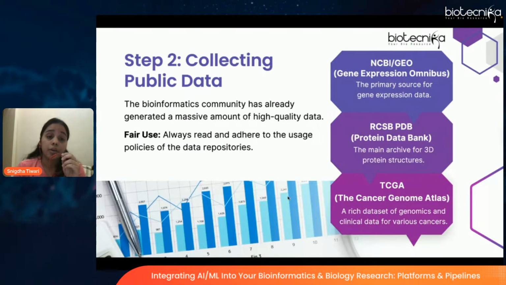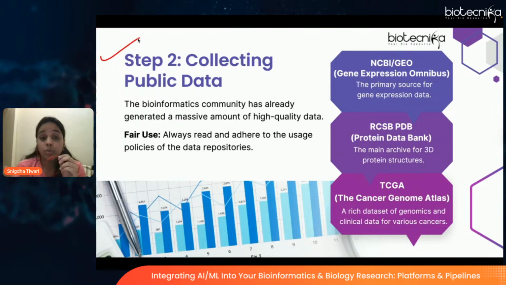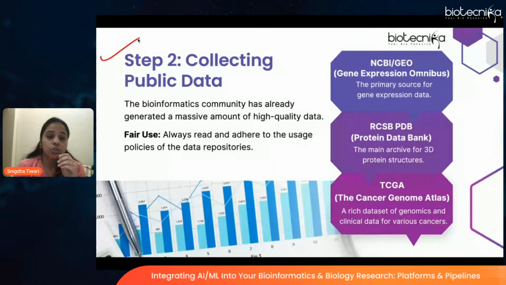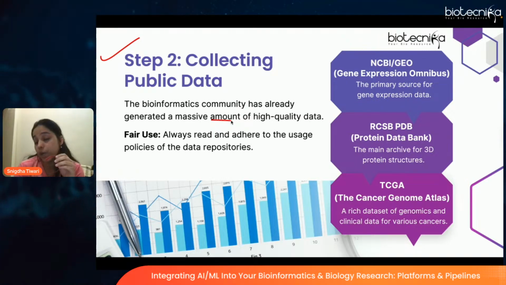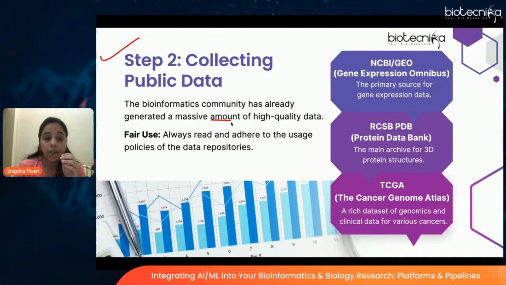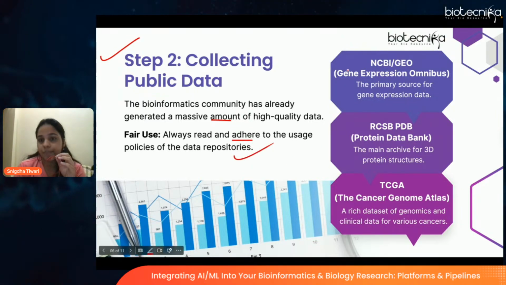Step two is collecting the public databases. Once you know your research gap, you should definitely collect the data, right? The bioinformatics community has already generated a massive amount of high quality data, and we know that fair use is key: always read and adhere to the usage policies of the data, whatever the data repositories are.